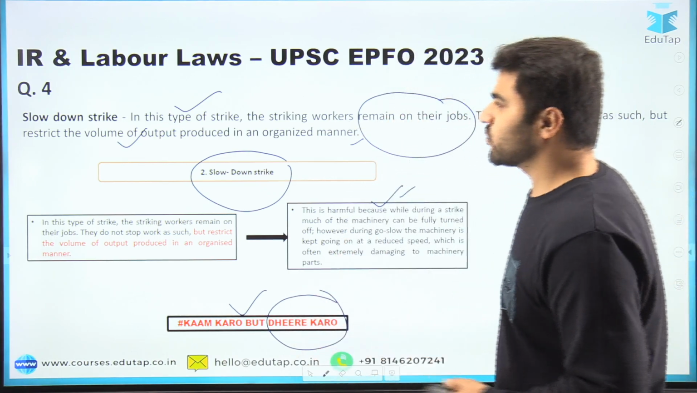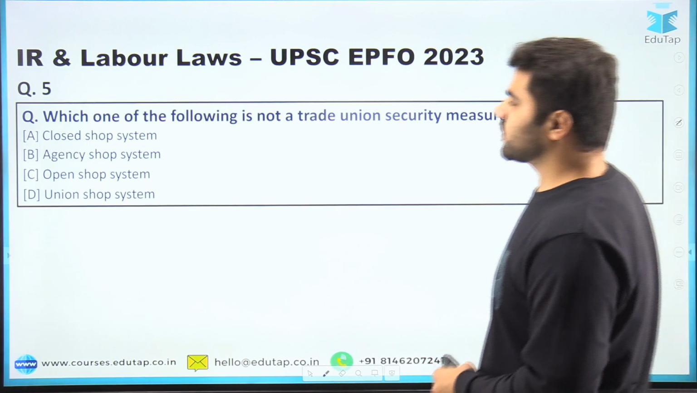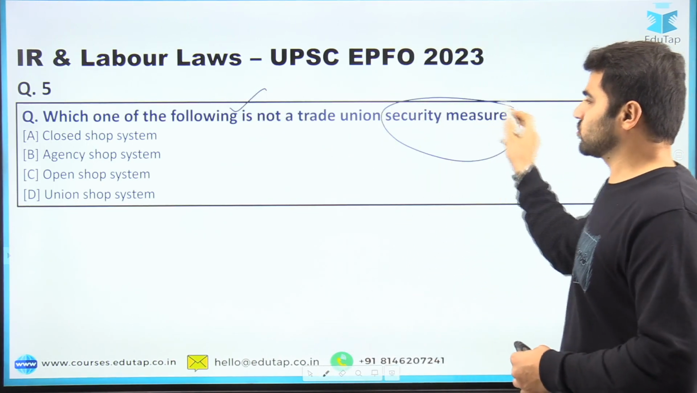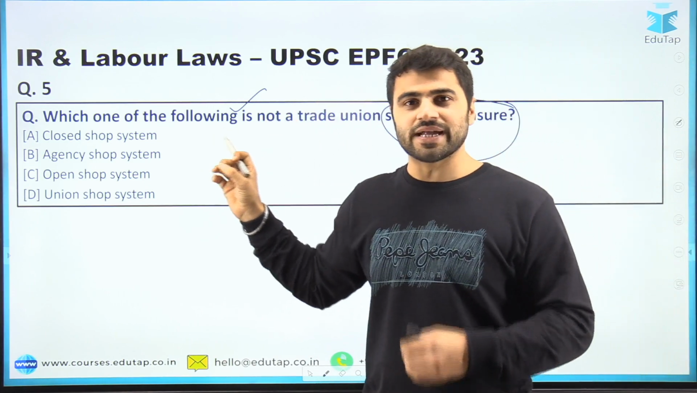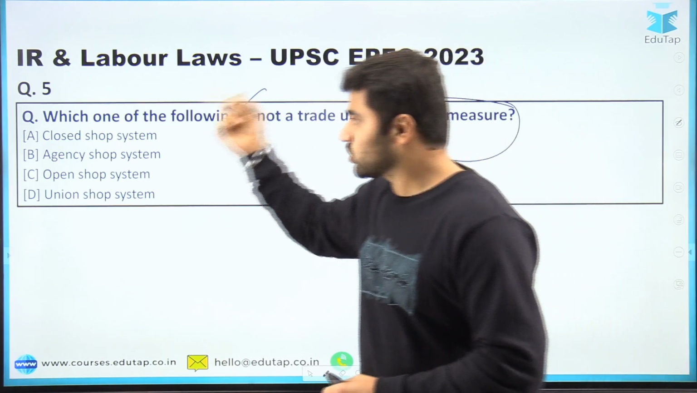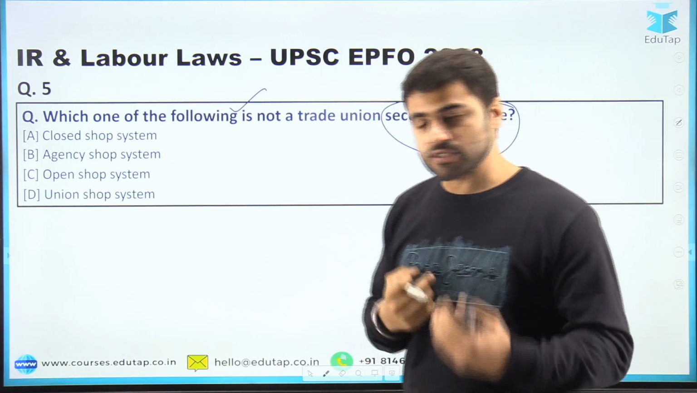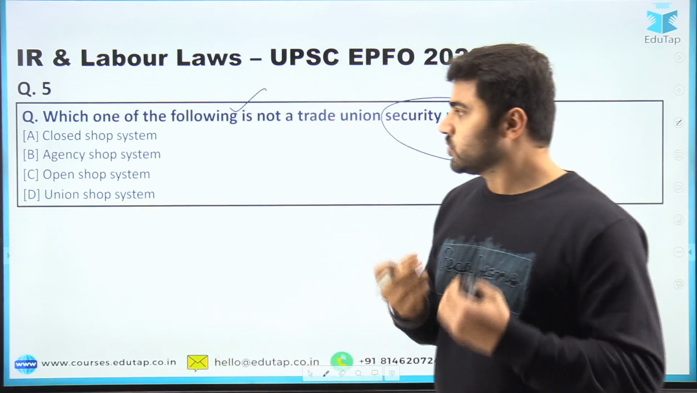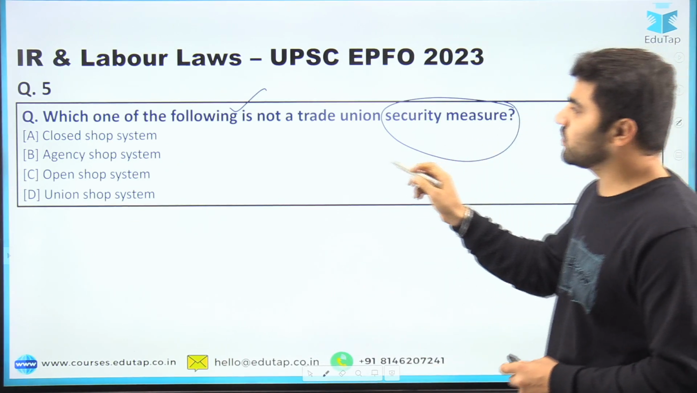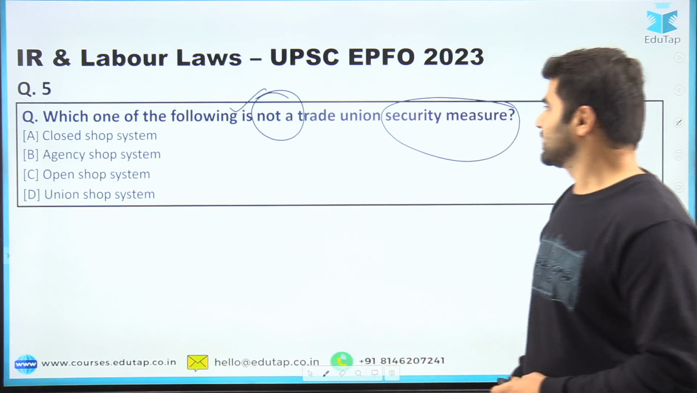Right guys, let's move to question number 5th. Question number 5th is, which one of the following is not a trade union security measure? This is a previous year question that has been asked in the EPFO EO and AO examination. The options are closed shop system, agency shop system, open shop system, or union shop system. So which of the following is correct, guys? You have to tell which of the following is not a trade union security measure, right?